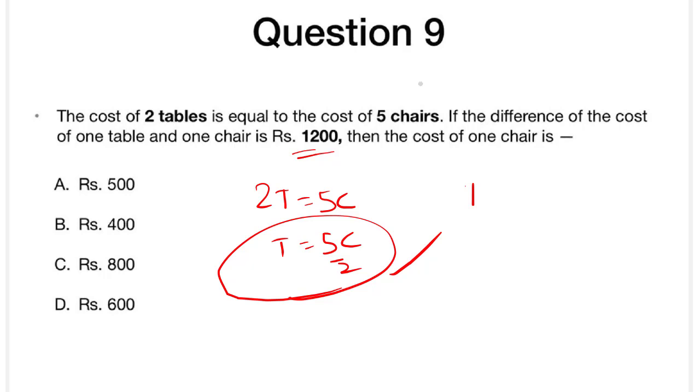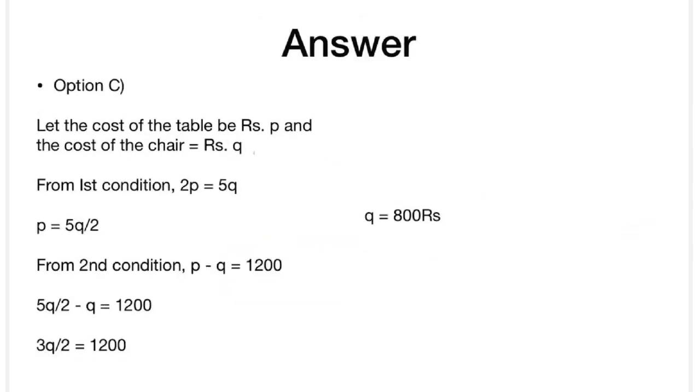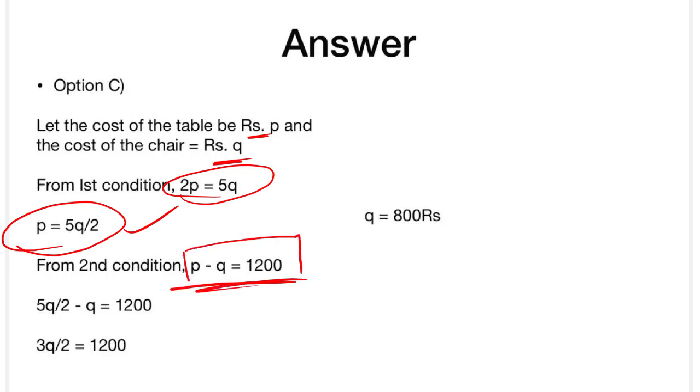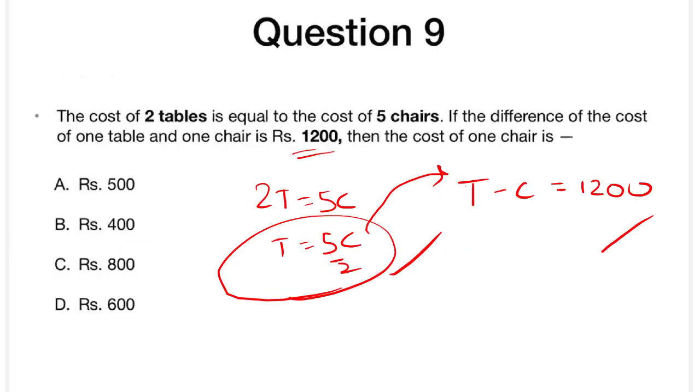Let's see how to do it. He already gave us that t minus c is 1200, so by placing this t here, we'll get the answer. Let us assume table as p and chair as q. The first condition is p equals 5q by 2, and the second condition is p minus q equals 1200. Placing p as 5q by 2, we get q as 800. So the cost of one chair is 800.